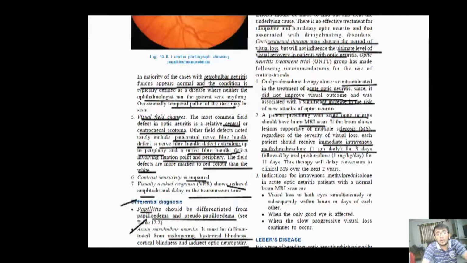We will follow it by oral prednisolone 1 milligram per kg per day for 11 days. So if a patient is weighing 70 kgs, we will give him 70 milligram per day oral prednisolone for 11 days. This therapy will delay conversion to clinical multiple sclerosis over the next 2 years. It can only delay.